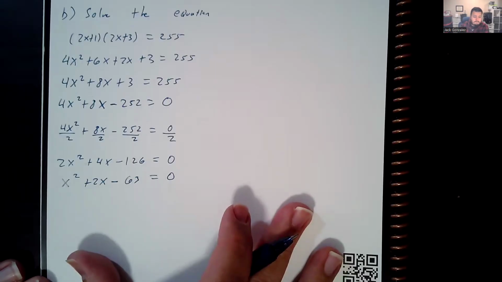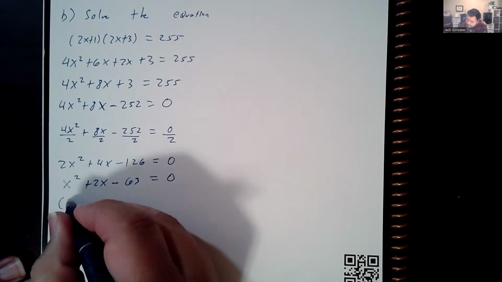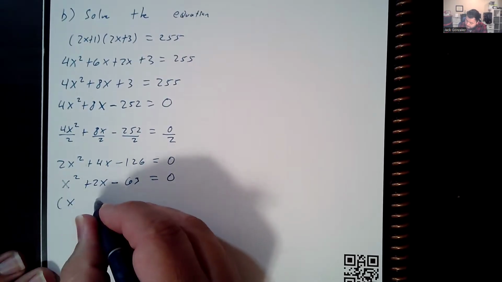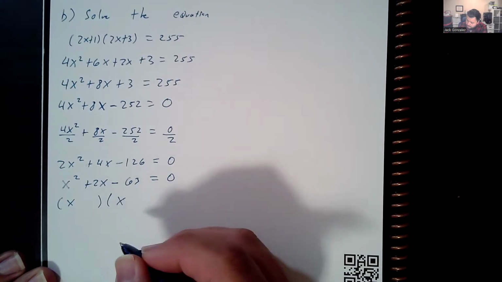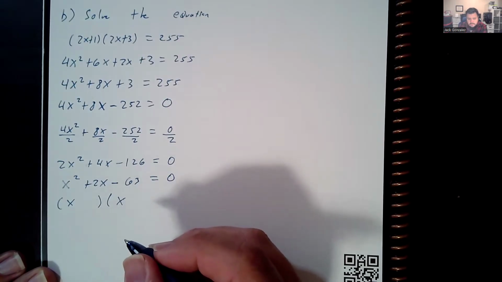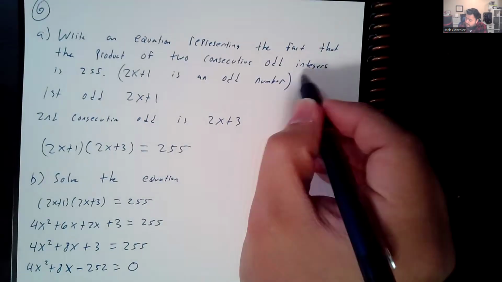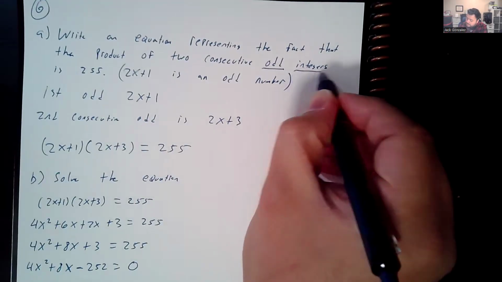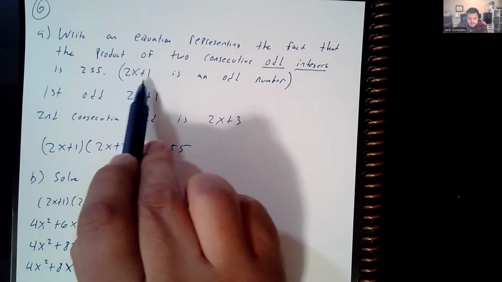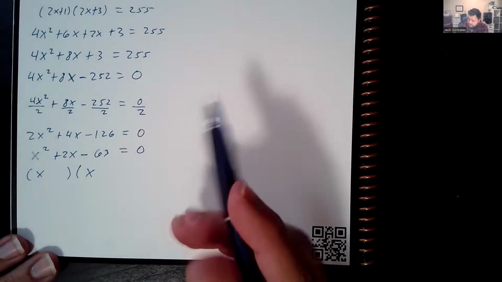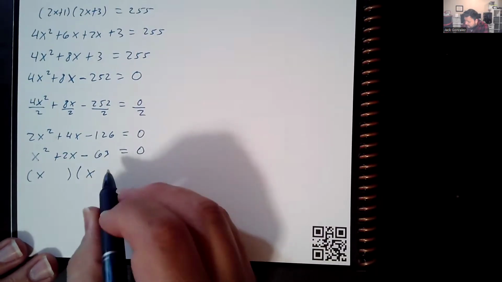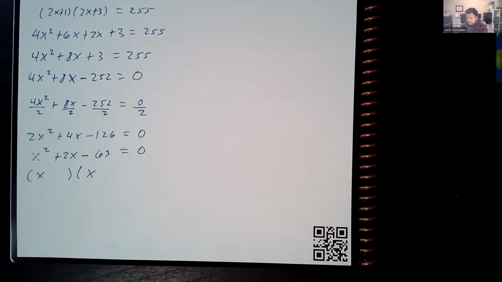Okay. Now factor it. Should factor pretty nicely because they're whole numbers, consecutive integers. So they got to be. That's another clue I forgot to mention. The odd and the integer part is what let me use this. Okay. So now I'm going to get nice, pretty numbers. So factors of 63 that add up to 2.